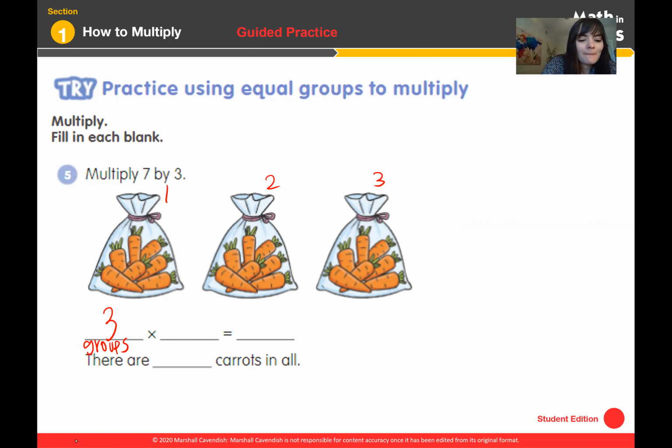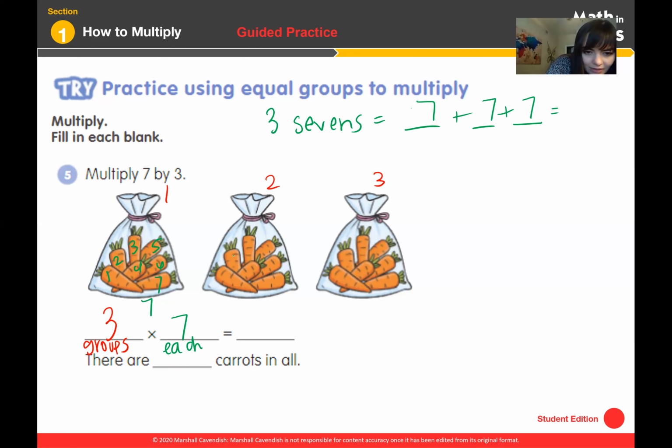Always are the groups. Now we need to count the inside, the carrots. 1, 2, 3, 4, 5, 6, 7. I have 7 in each, 7 carrots in each. And so that means that I have 3 7s, which in my repeated addition is the same as 1, 2, 3 7s. So we're going to find what that is by keeping track and putting my number down here.